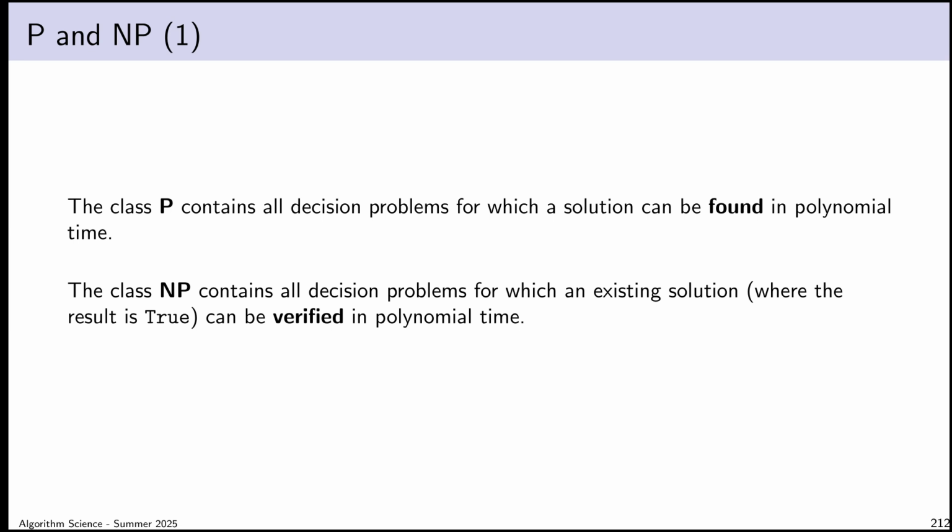Okay, so just to recap, the class P contains all decision problems where I can actually find a solution in polynomial time. The class NP contains all decision problems where some solution somebody else has already found can be verified in polynomial time.